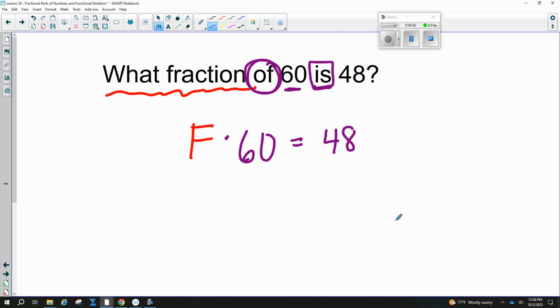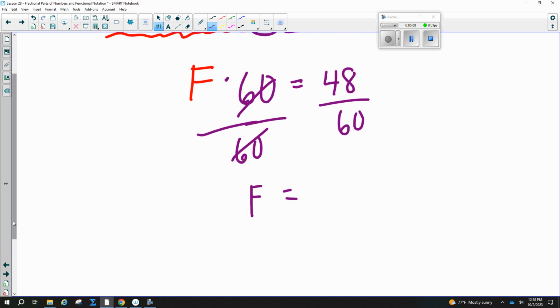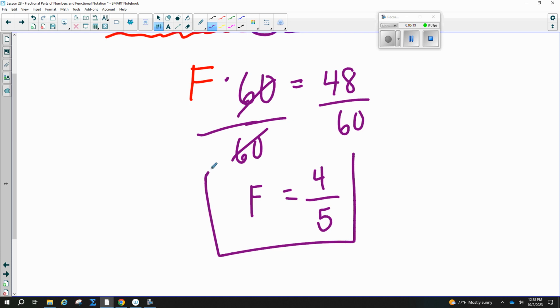Now I just need to solve for f. Milo, what should I do? Exactly. We're going to divide both sides by 60. These cancel, and I just get f equals. What do you guys think goes into 48 and 60? I think 12 does. How many times does 12 go into 48? 4. How many times does 12 go into 60? 5. Yeah, I agree with you. So we get 4/5.